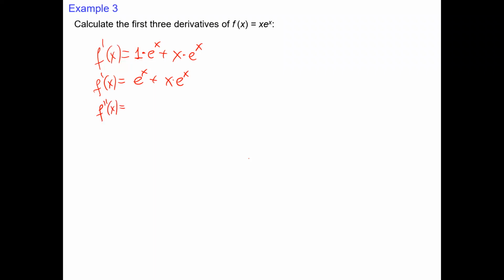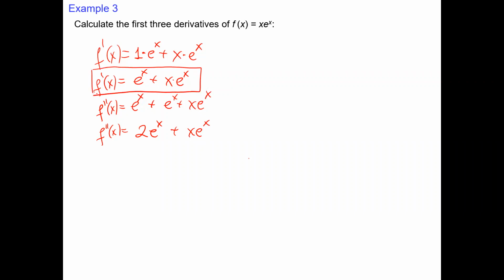Second derivative, derivative of e to the x is just e to the x. And now we have the same thing as the original function. Derivative of x e to the x will be e to the x plus x e to the x. Then we have the second derivative, 2 e to the x plus x e to the x. That was the first derivative, 1 e to the x plus x e to the x. And that's the second derivative, 2 e to the x plus x e to the x.